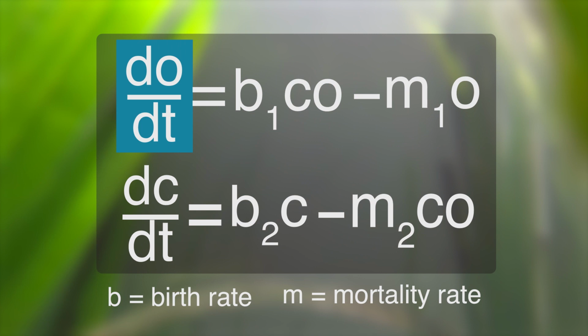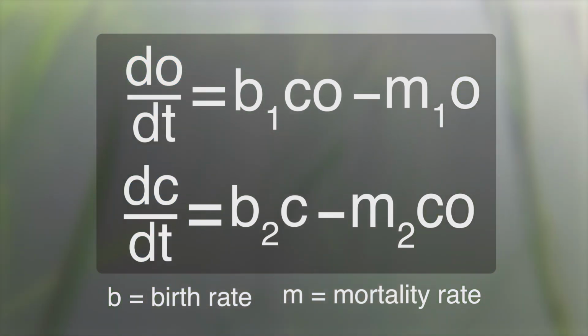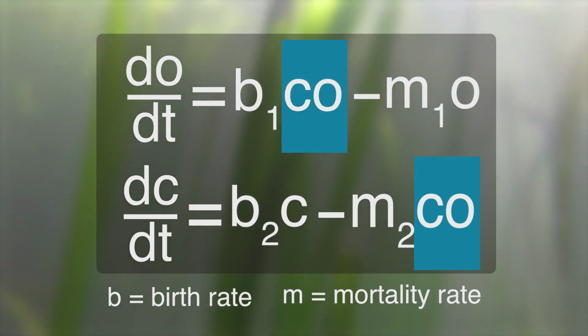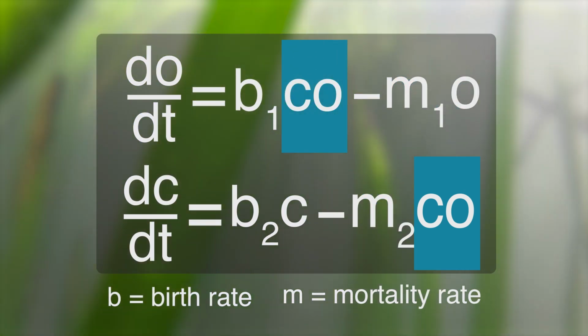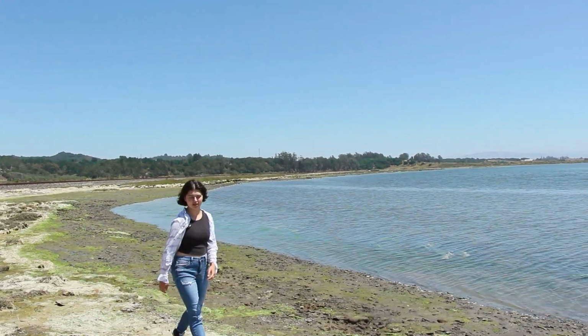The first equation represents the change in the otter population over time, and the second, crabs. In the most basic of terms, each equation has a product of the factors that increase the population subtracted by a product of the factors that decrease the population. We can see that these equations are interdependent through their shared use of the product of the otter and crab populations. To visually represent this relationship, let's look at a phase plane simulation.